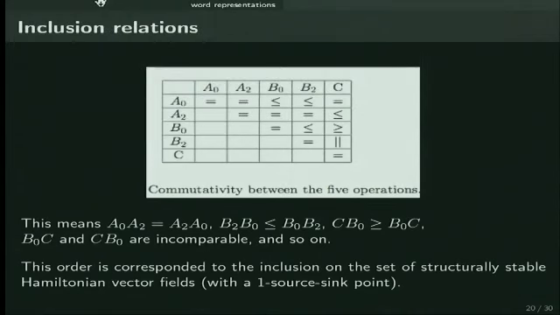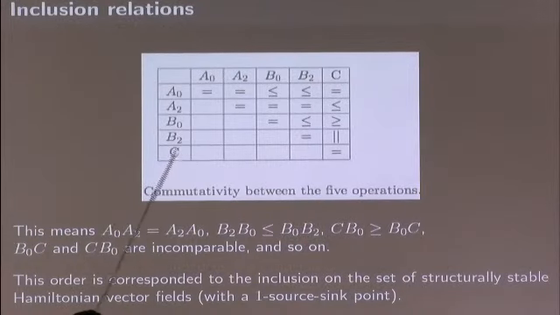But there is good news. There is an inclusion relation. This means, for example, this equal means A0, A2 and A2, A0. We operate A0 first and A2 second, and the converse operation creates the same flow, but some kind of inclusion relation.